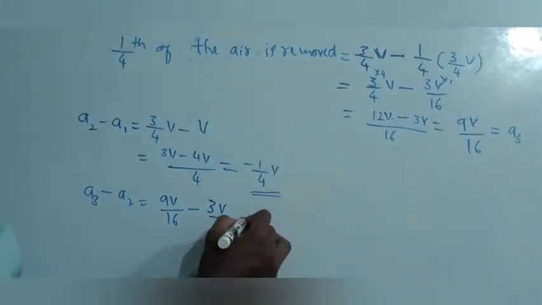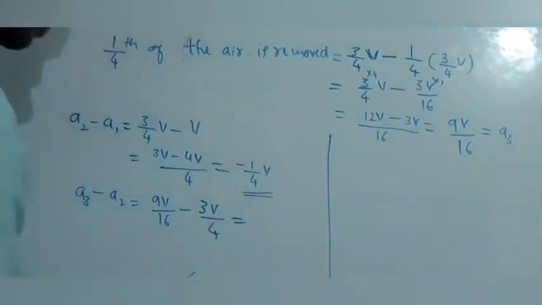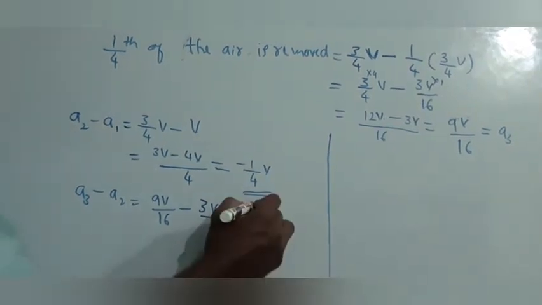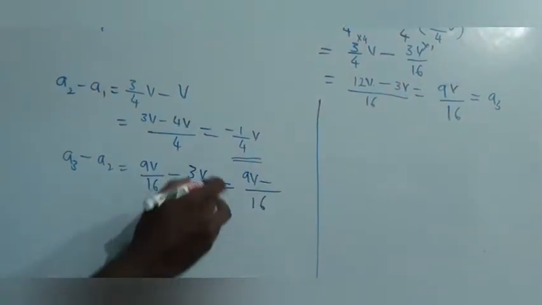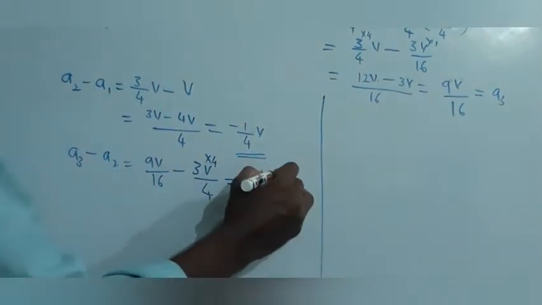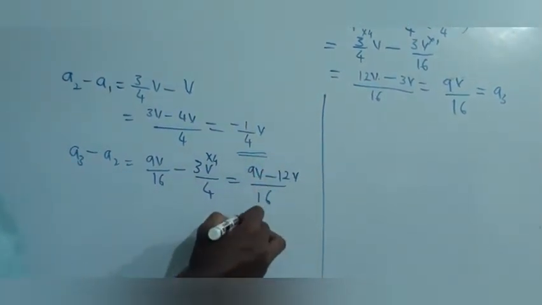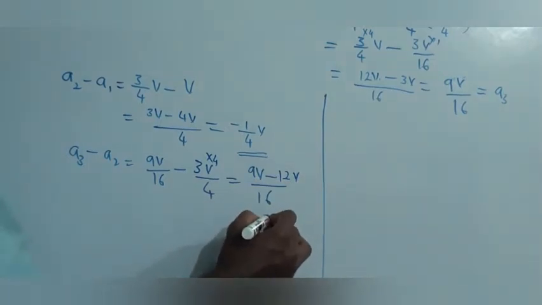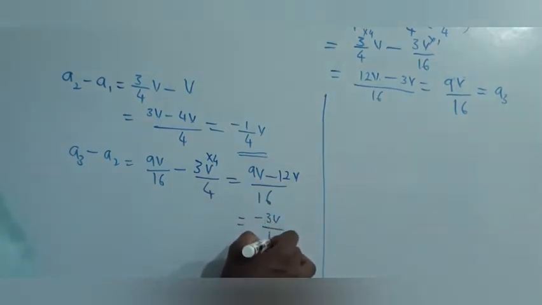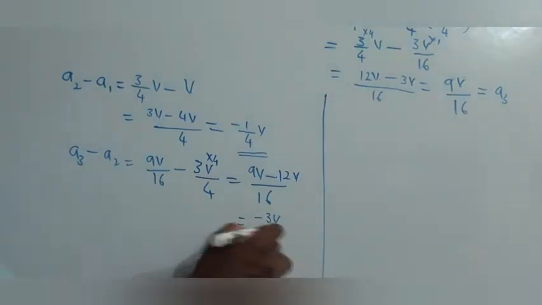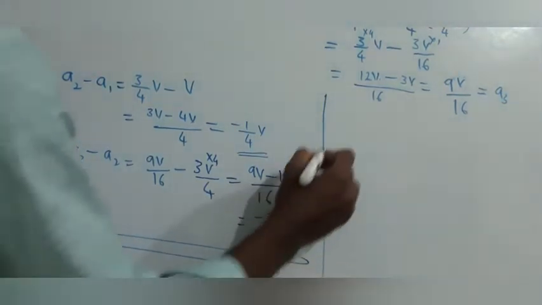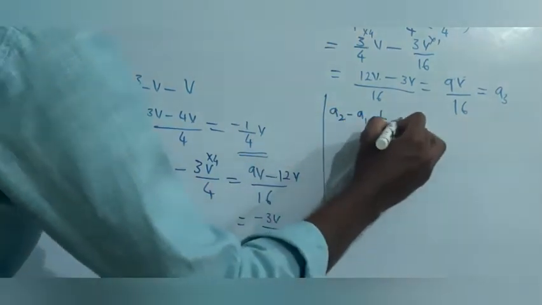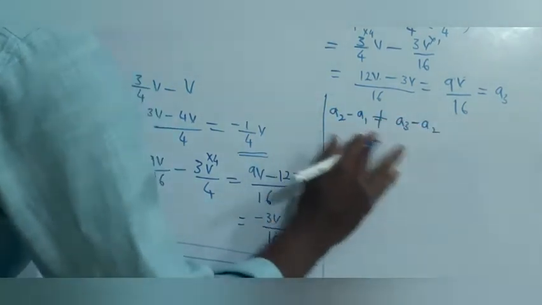Okay, 16 is the LCM. 9V minus 4 times 3 is 12V, which is equal to (9 minus 12 minus 3V) by 16. Now what can we conclude? A2 minus A1 is not equal to A3 minus A2.